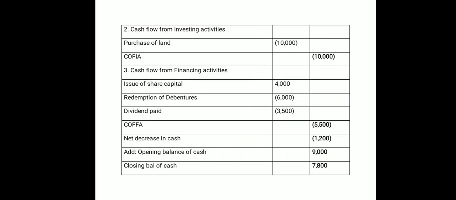Clear? Now next we have to go to the second activity. See, always remember in your cash flow statement there are 3 activities, and each and every transaction which is affecting your cash balance needs to be segregated among these 3 activities. One is your cash flow from operating activity, another is cash flow from investing activity, and another is your cash flow from financing activities.